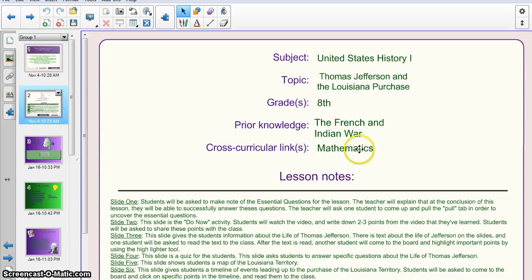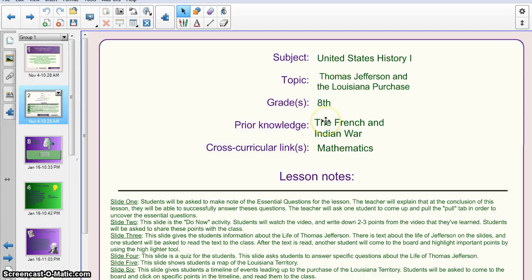Under Teacher's Notes, the subject is United States History 1. The topic is Thomas Jefferson and the Louisiana Purchase. I specifically made this lesson for 8th grade because during my observation, this was a lesson that I actually taught to the 8th graders and they received it well, so I thought this would be a great lesson to turn over into a Smartboard lesson.